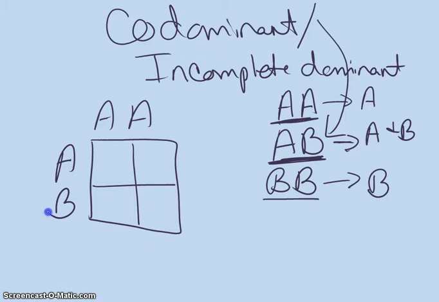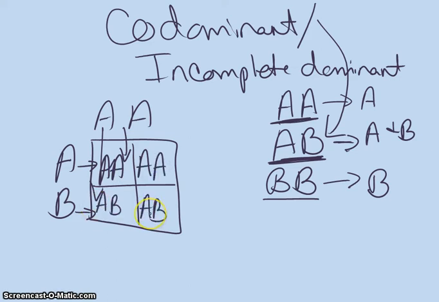Okay, and we fill in the chart the exact same way. So we pull across and we pull down, we pull across and we pull down. So we end up with big A big A, big A big A, big A big B, big A big B. The biggest thing to remember with codominance or incomplete dominance is that the letters are always uppercase because they are all dominant alleles.